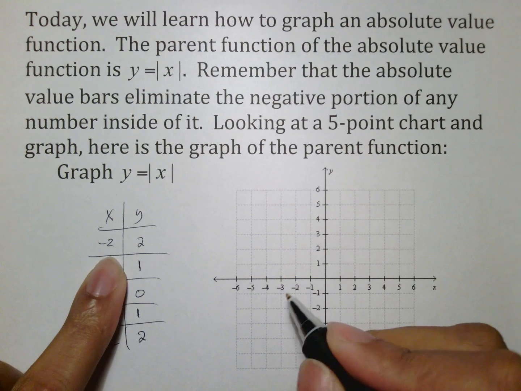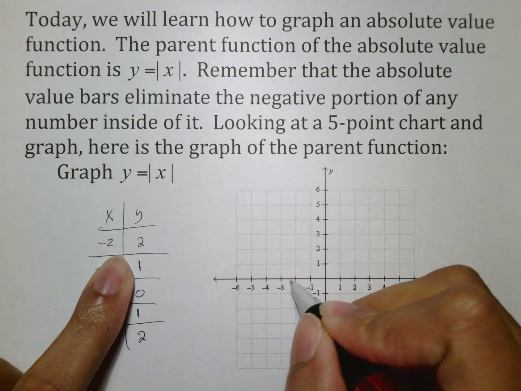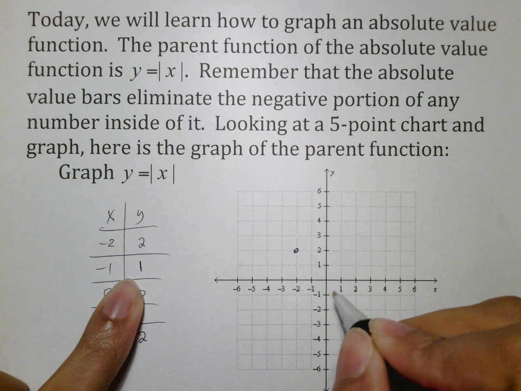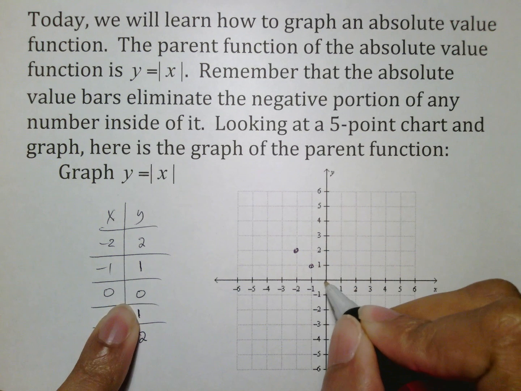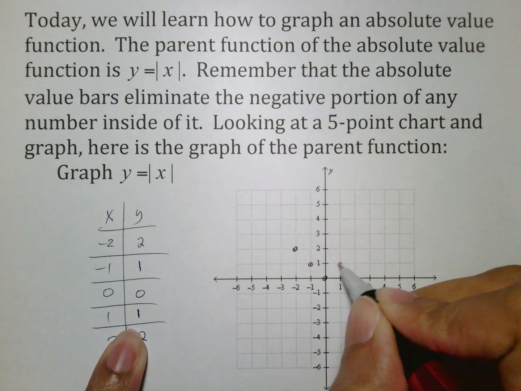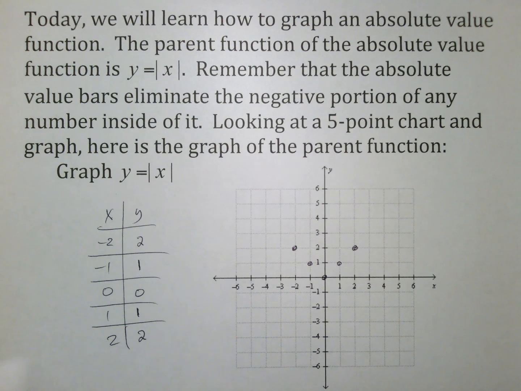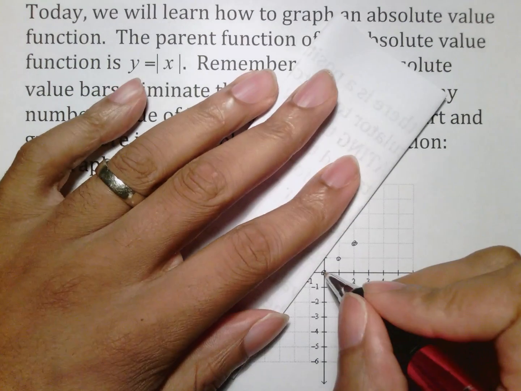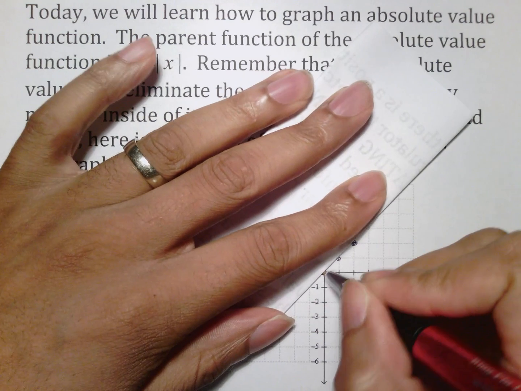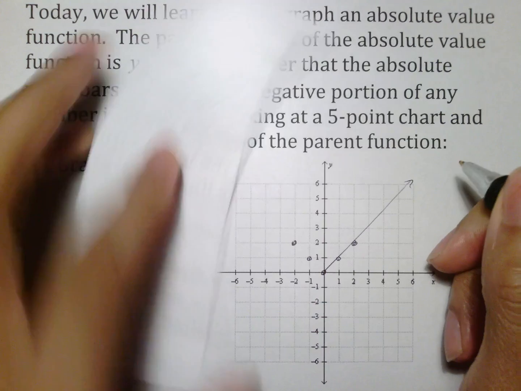And so when you go to plot these, -2, 2 means go back 2 and up 2. Go back 1 and up 1. 0 and 0 is here. 1, 1 is here. And 2, 2 means go over 2 and up 2. Now as a result, what you get is a graph that is shaped something like this.